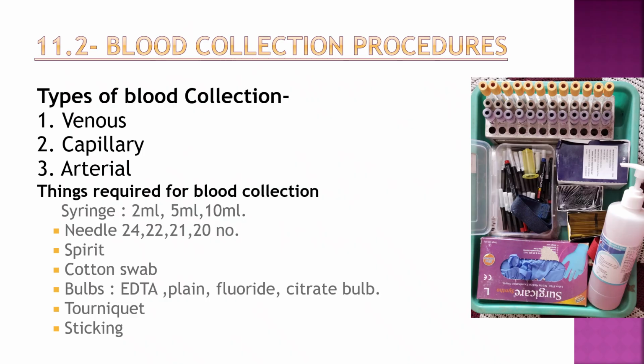Hello students, today we will have blood collection procedure lecture. So blood collections are of three types: venous, capillary and arterial. So first we will see things required for blood collection. So what should be there in your blood collection kit?